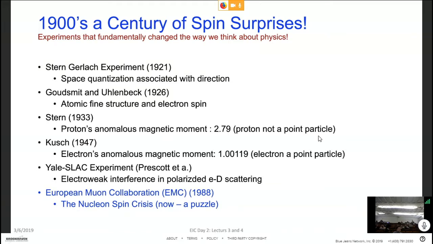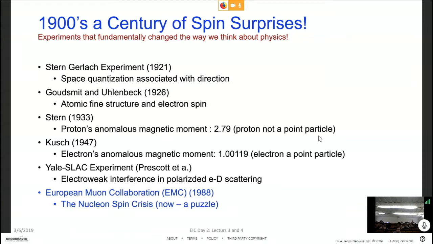Kusch's experiment that the electron's magnetic moment is small, which means that the electron is point-like versus the proton, which is not a point particle. We knew that already in 1933, that the proton had a physical size, because we knew that the magnetic moment was 2.79, large. And then there was the electroweak interference experiment that discovered the weak interactions. And the last but not the least, which is the nucleon spin crisis, which I will now go into in great detail.